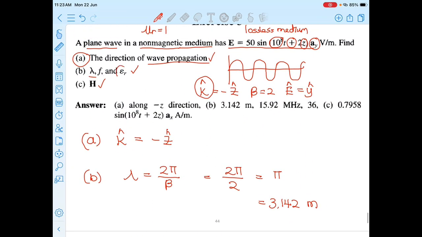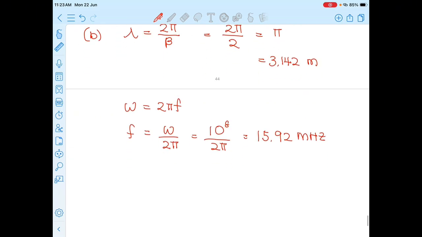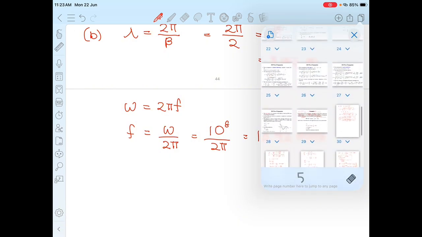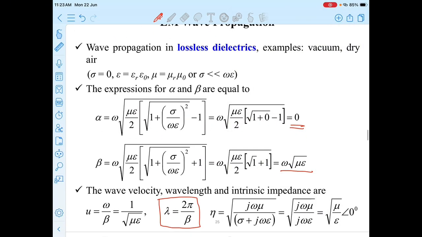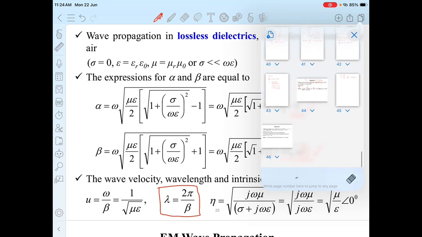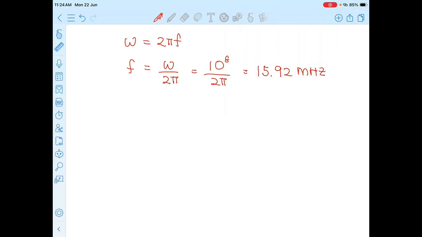Next is the relative permittivity. How do we calculate this? Let us flip back to the formulas for the lossless dielectric. Since alpha is equal to 0, we can relate the beta with the relative permittivity using the formula of beta. So we are going to use this: beta equals omega, and mu and epsilon.